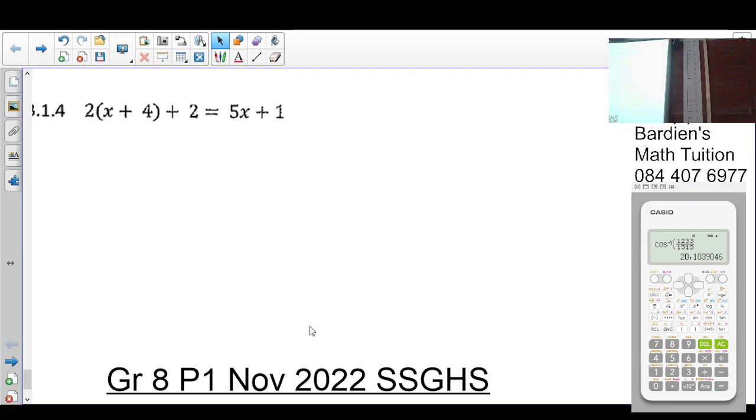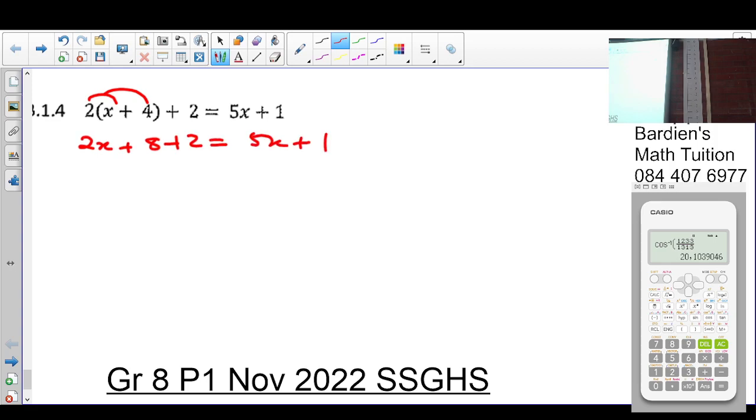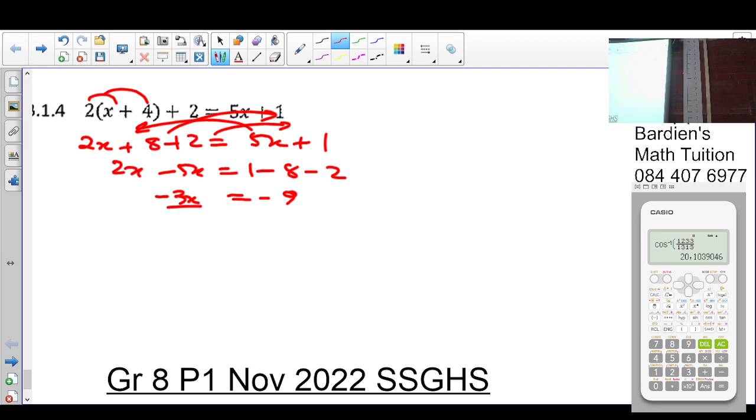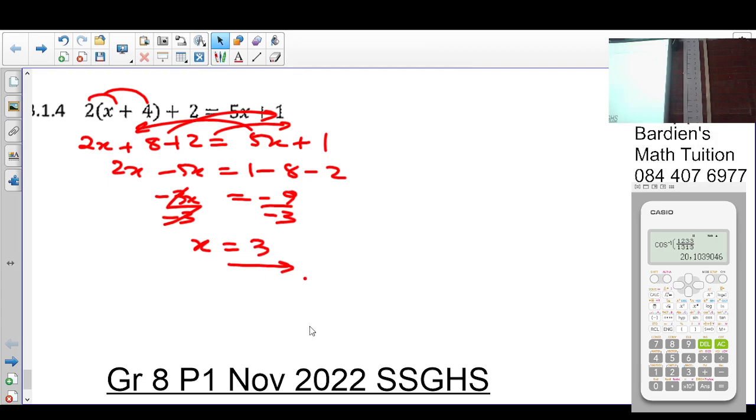Okay, so what do we do first here? Get rid of the brackets. So 2 times x is 2x plus 2 times 4 plus 2 equals 5x plus 1. Now what do we do? X is one side, numbers are other side. So it's going to be 2x minus 5x equal to 1 minus 8 minus 2. Negative 3x equal to 1 minus 8, negative 7 minus 2, negative 9. Divide by negative 3 both sides. So x is 3. You all okay with that?